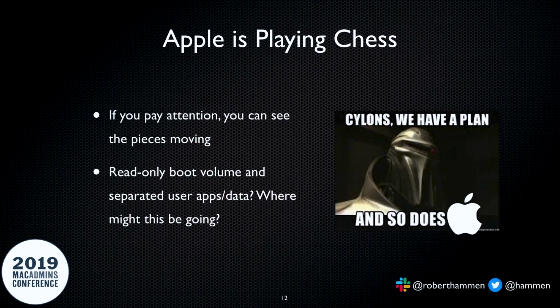So if you pay attention, it seems like there's a plan. They don't necessarily tell you what the plan is, but if you look, you can see the changes that are coming to the OS. What's the one thing that we've all, ever since imaging died, what's one of our biggest pains besides secure boot? How do you get a machine back to a known good state?